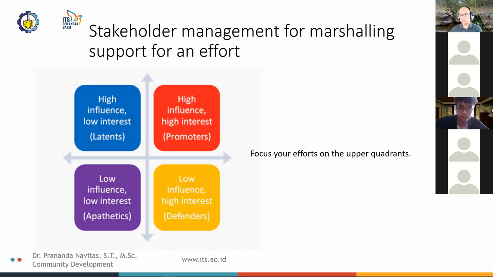If you look at the latents, high influence, low interest people, these are people and organizations largely unaffected by the effort that could be potentially extremely helpful if they could be convinced that the effort is important, either to their own self-interest or to the greater good. You have to approach and inform them, and to keep contact with them over time.